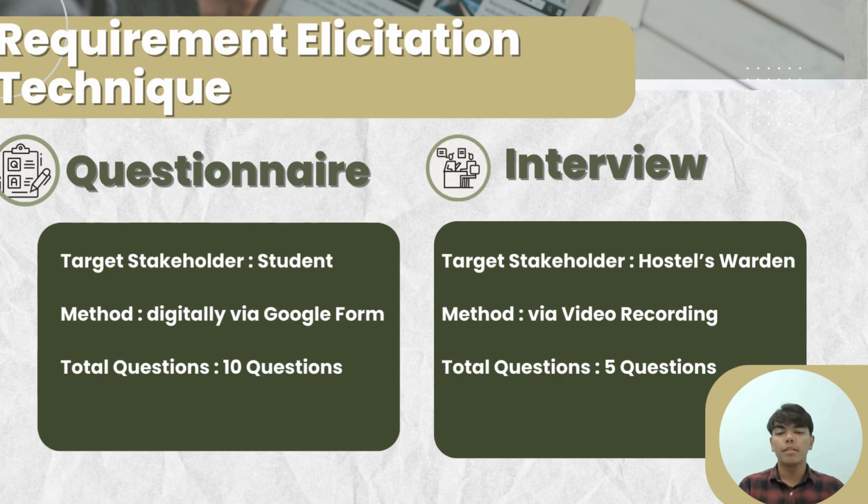Now we move on to the requirement elicitation techniques. There are two techniques that we have chosen, which are questionnaire and interviews. For the questionnaire, we have chosen students as the target stakeholder, and the method would be done digitally via Google Form. The total number of questions is 10. For the interview, we have chosen the hostel warden as the target stakeholder, and the method will be done via video recording, and the total number of questions will be around 5.